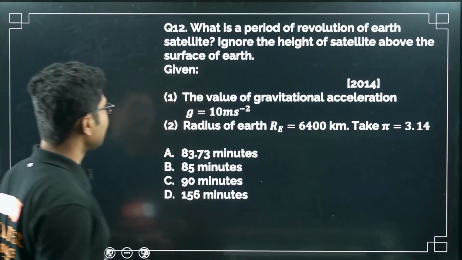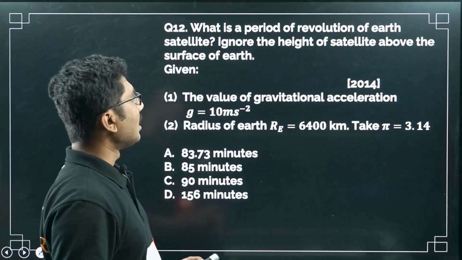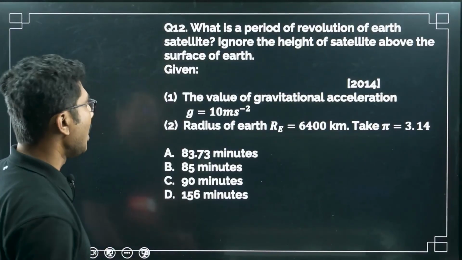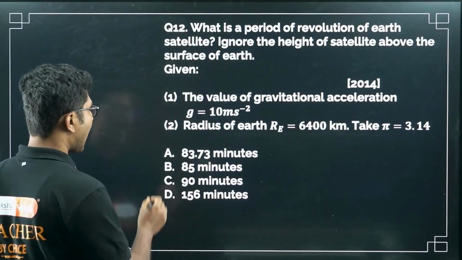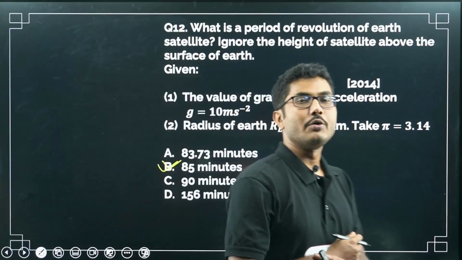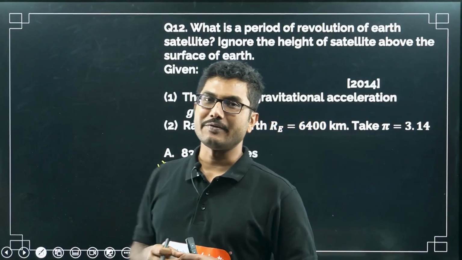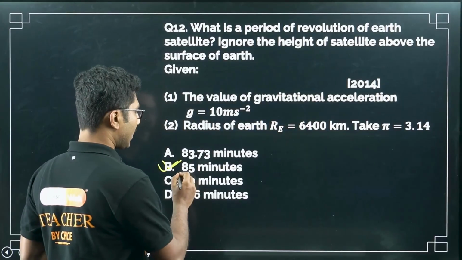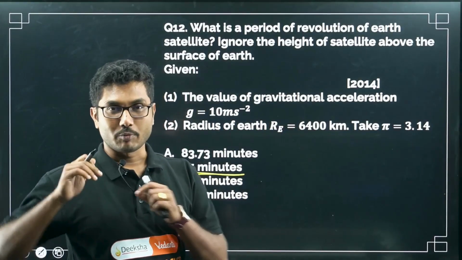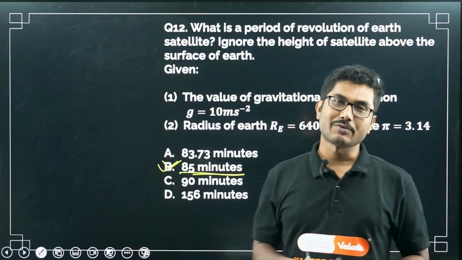Now the next question, the last question. What is the period of revolution of an Earth satellite? Ignore the height of the satellite above the surface of the Earth. We solved this question yesterday, and that is 85 minutes. Any Earth satellite rotating close to the Earth has a time period of 85 minutes, not 83.73 minutes. The problem is solved in your NCERT book as well. If you want, you can check the calculations there.